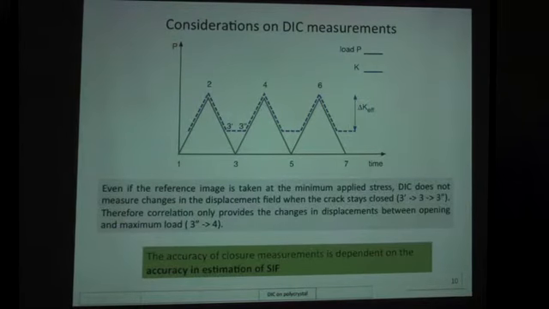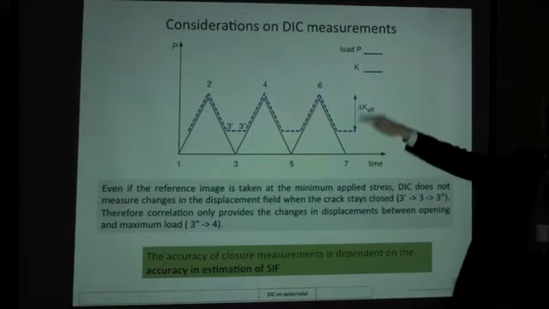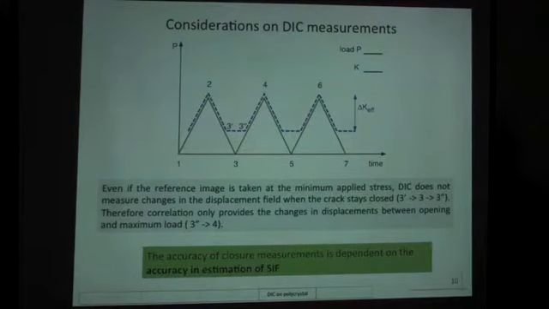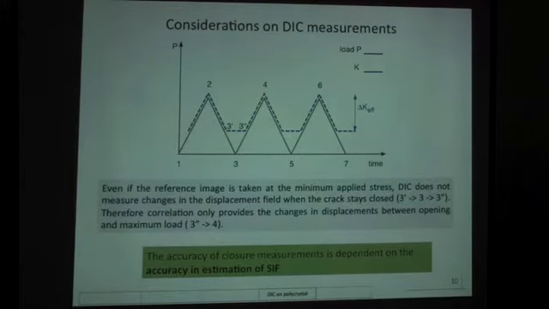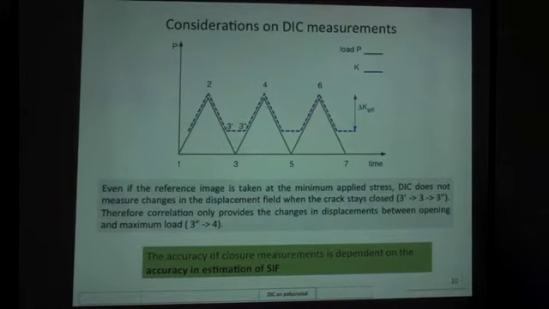But if you imagine this kind of technique, any error in the evaluation of the delta K will have a tremendous effect on the evaluation of the closure level. So first of all, we also wanted to understand the effect of how we carry out the measurements, as our colleague also presented today, on the estimation of the stress intensity.